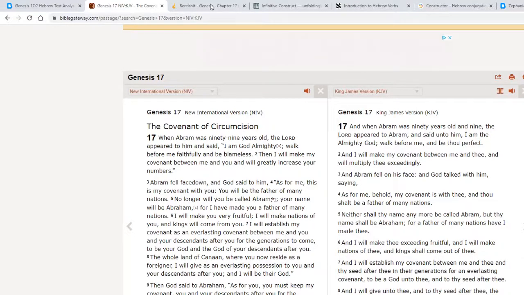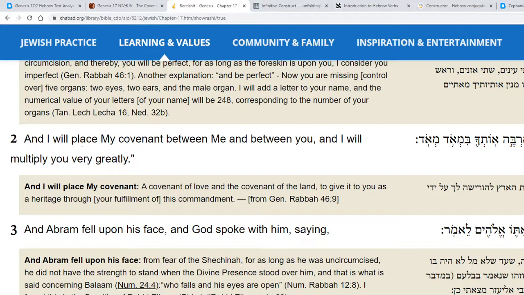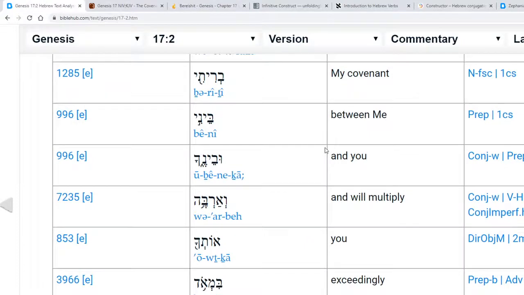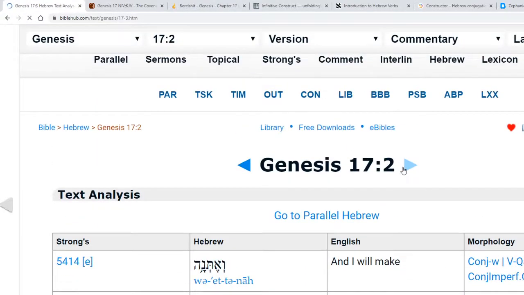Okay, let's see what Chabad does. "And I will place." See, I usually like the Chabad better. It tends to go along with the Hebrew a lot more. It's the traditional Jewish way. It's what I'm used to. "And I will place my covenant between me and between you, and I will multiply you very greatly." That's how they're translating b'ma'od me'od, very much so. Okay. Verse 3.